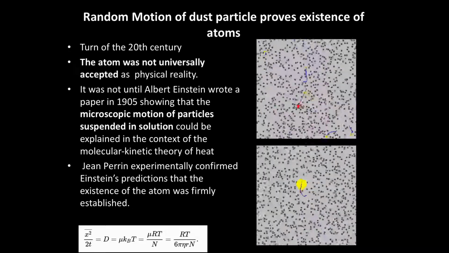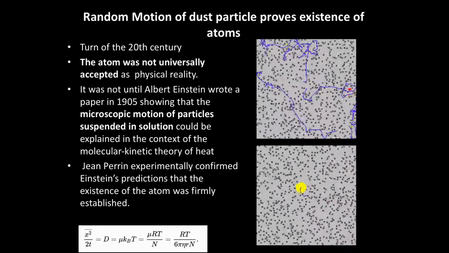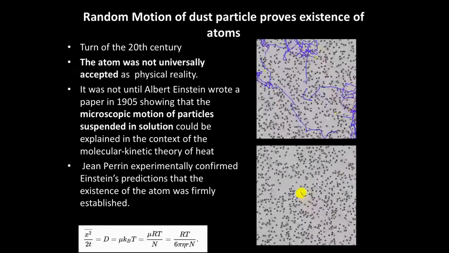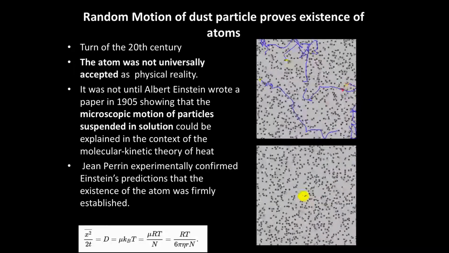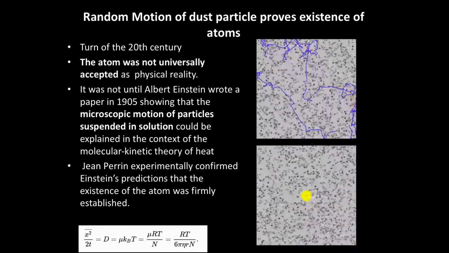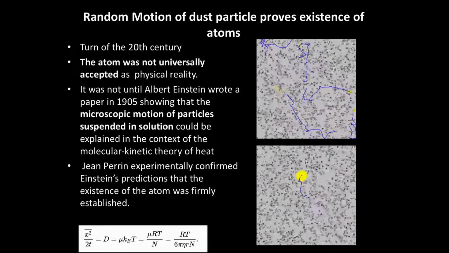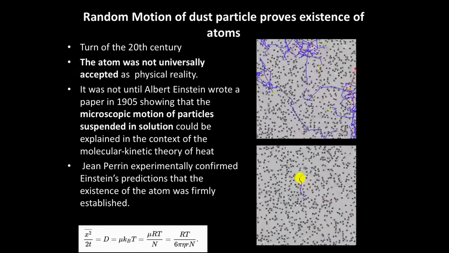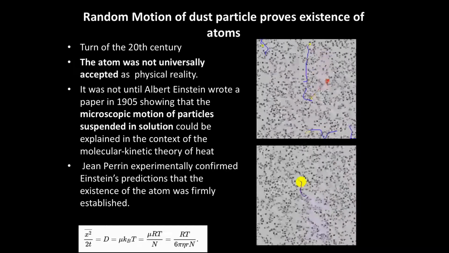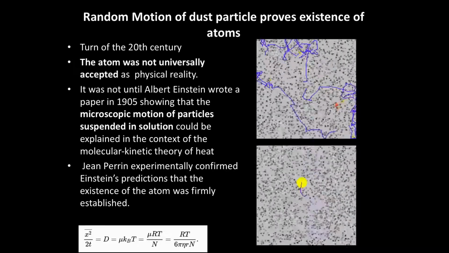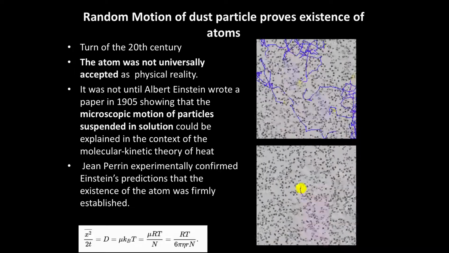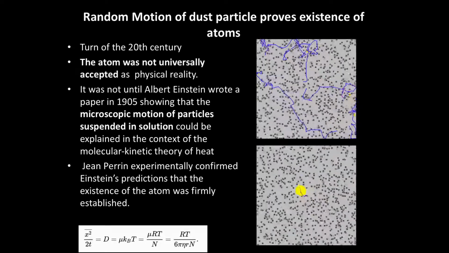So at the turn of the 20th century, people didn't actually accept the idea generally that atoms existed. And Einstein wrote a paper in 1905, and he showed that the motion of a dust particle could be used to actually prove that atoms exist. So the dust particle's been hit by multiple atoms, and it's jiggling around a little bit. This is a simulation. You can see the yellow particle moves in this random trajectory.